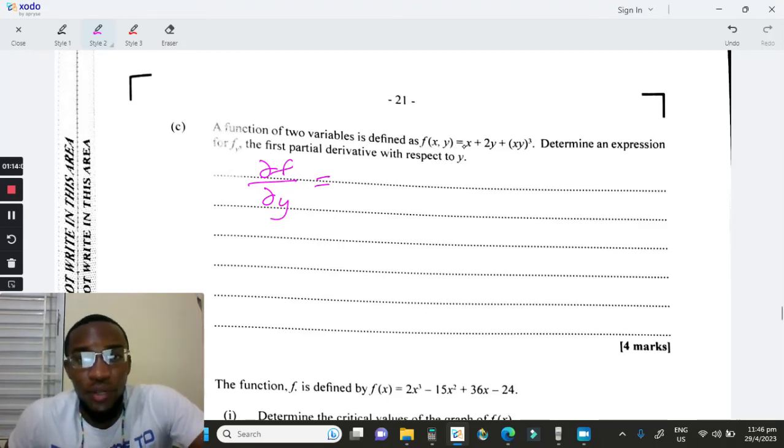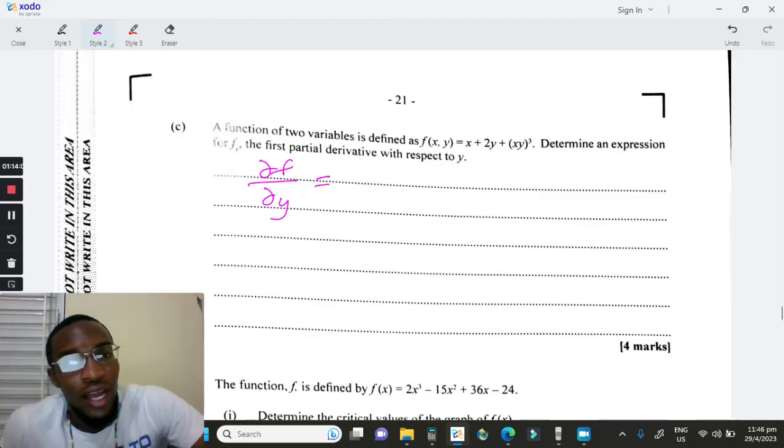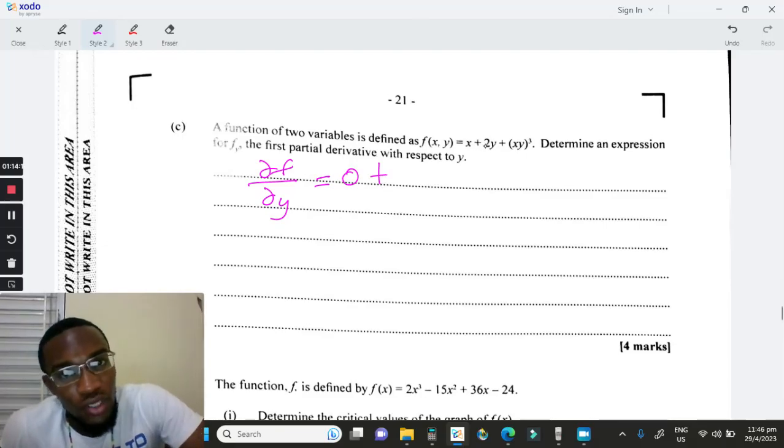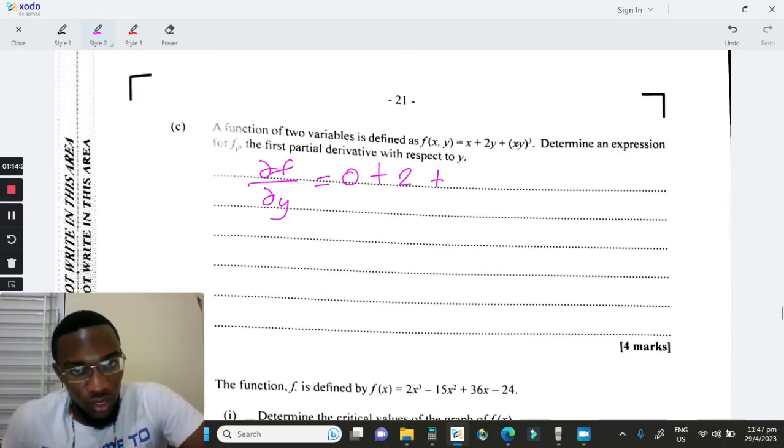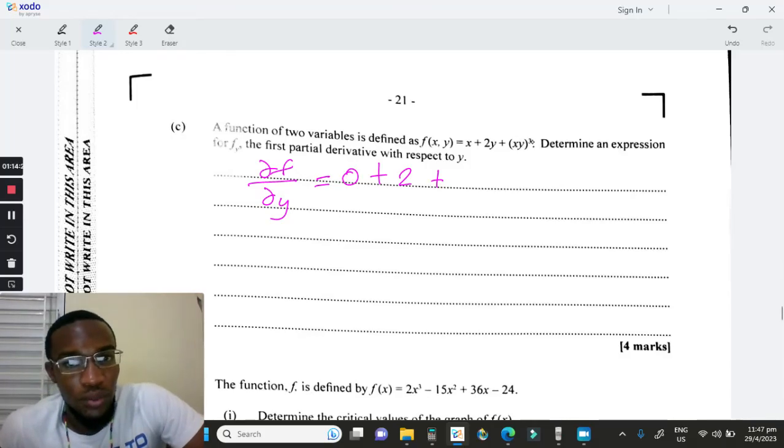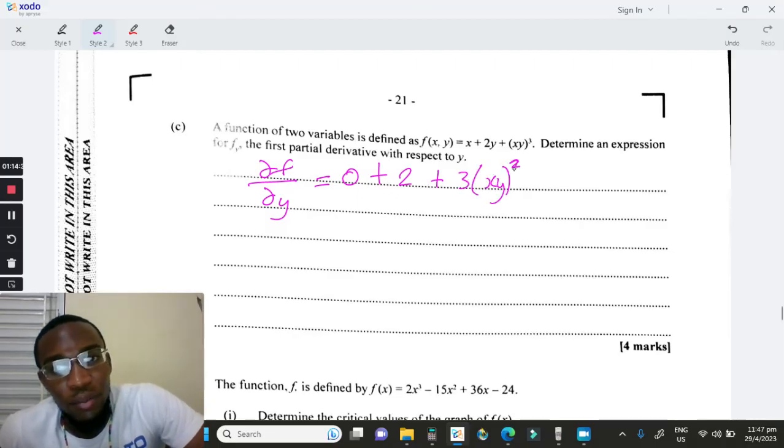Alright, so now when you differentiate x with respect to y, this is a constant, so it becomes 0. Plus, we differentiate now 2y. Remember, y is what we're differentiating with respect to, so when you differentiate 2y, you get 2. Plus, now we have (xy)³. The rule says we do what? Carry down the power. Then we subtract 1 from the power. Then multiply by the derivative inside the bracket. It's chain rule.